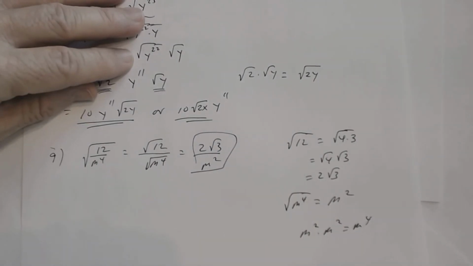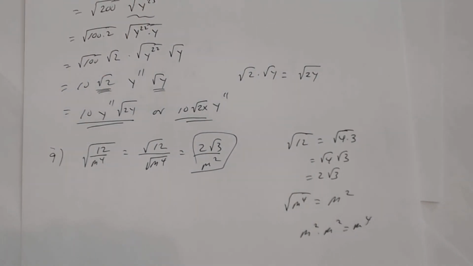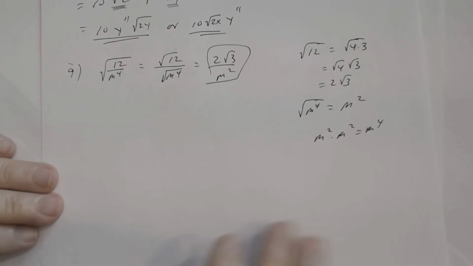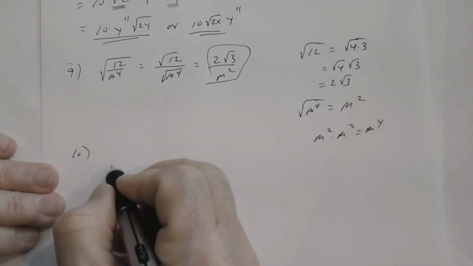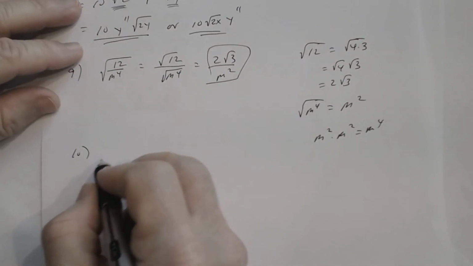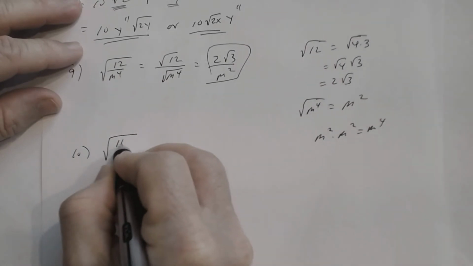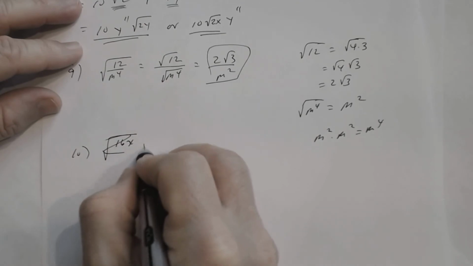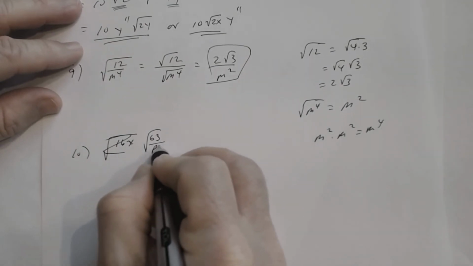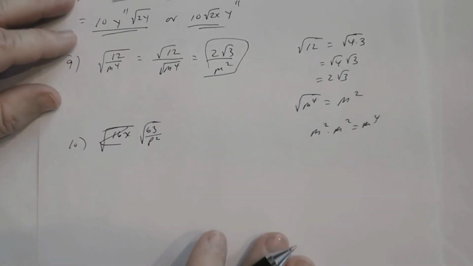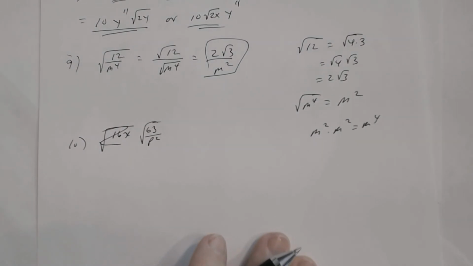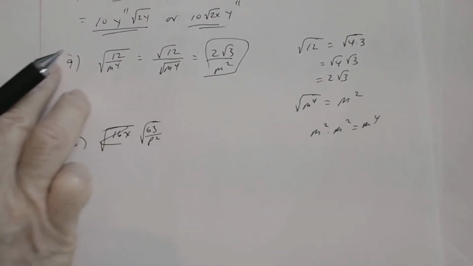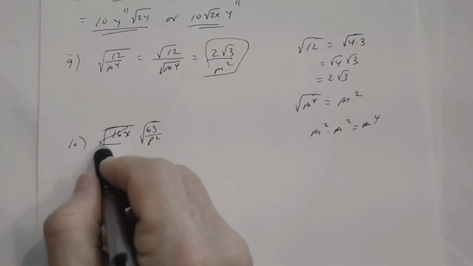Okay? So in this case, we have to go back to something we've talked about before, and that was the quotient rule. So let's go to number 10. Number 10, let's suppose we had this. The square root of 63 divided by p squared. So I want you to do that first. The square root of 63 divided by p squared. So it's kind of like another one, like number 9. I just want to do that one more time.